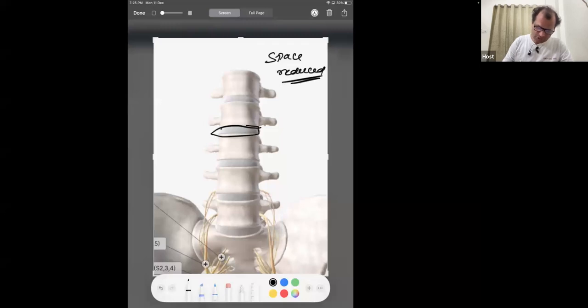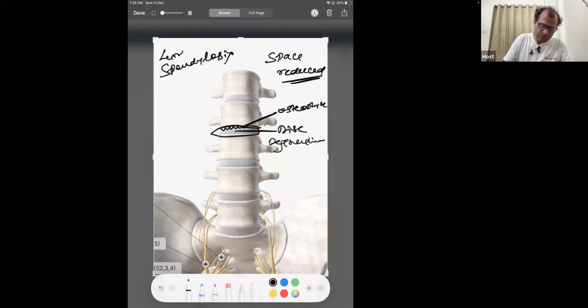Number two, there is a formation of the osteophytes. Number three, disc is also degenerating. This condition is called spondylosis. We are talking about the lumbar spondylosis below the L4 lumbar vertebra. Okay.